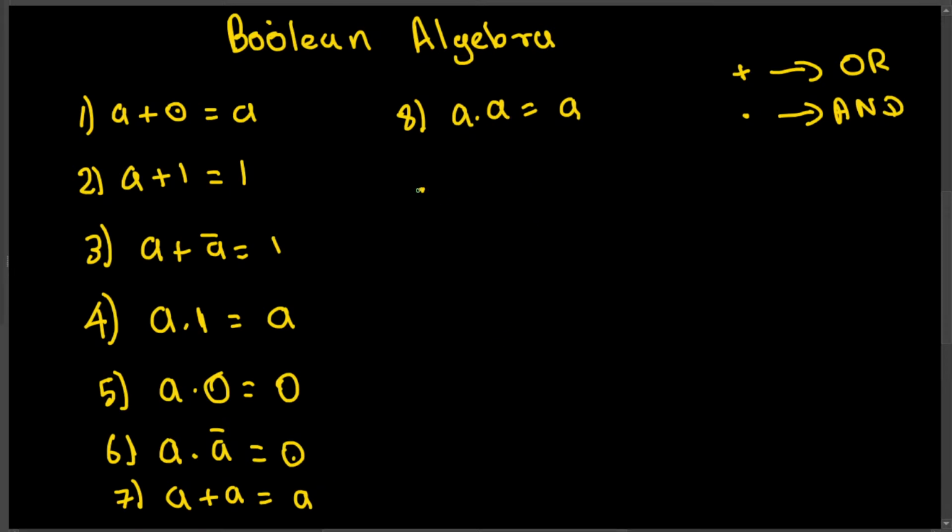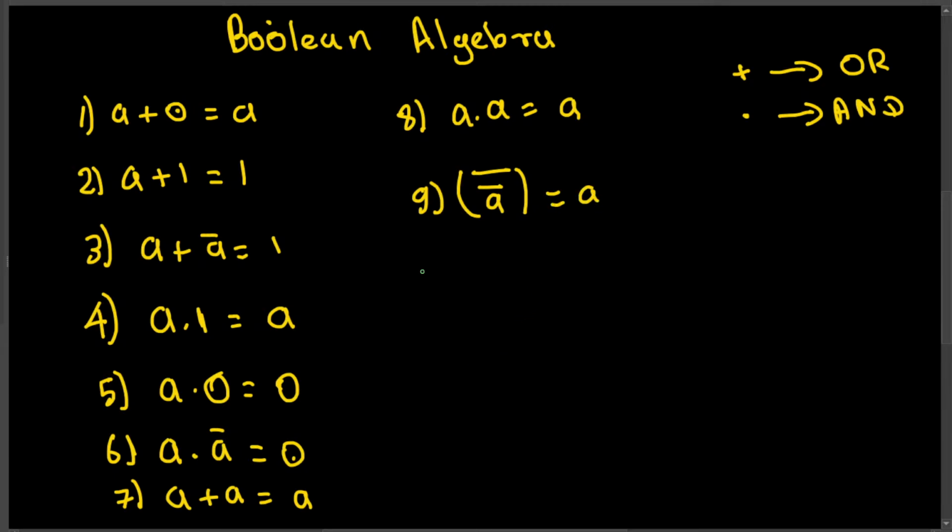Okay, now let's look at this one. Let's say we have a bar and another bar. Okay, what is this going to be? Think of 1. If you take 1 and complement it, that's going to be 0. And if you complement it again, it's going to be 1. So whatever the value is here is going to be coming back. So this is actually another representation of a.